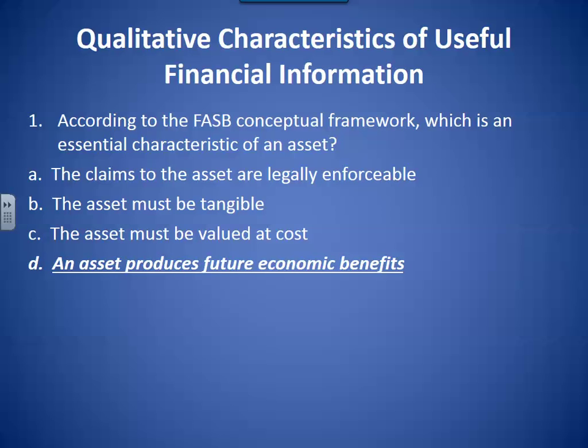Okay, number one, according to the FASB conceptual framework, which is an essential characteristic of an asset? And in this case, the best answer is an asset produces future economic benefits. And that's really the essence of what an asset is. Okay, let's take a look at number two.